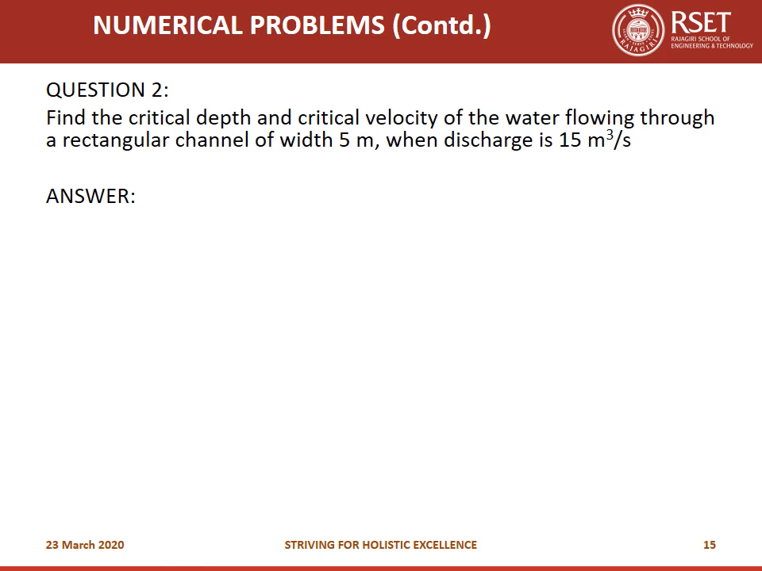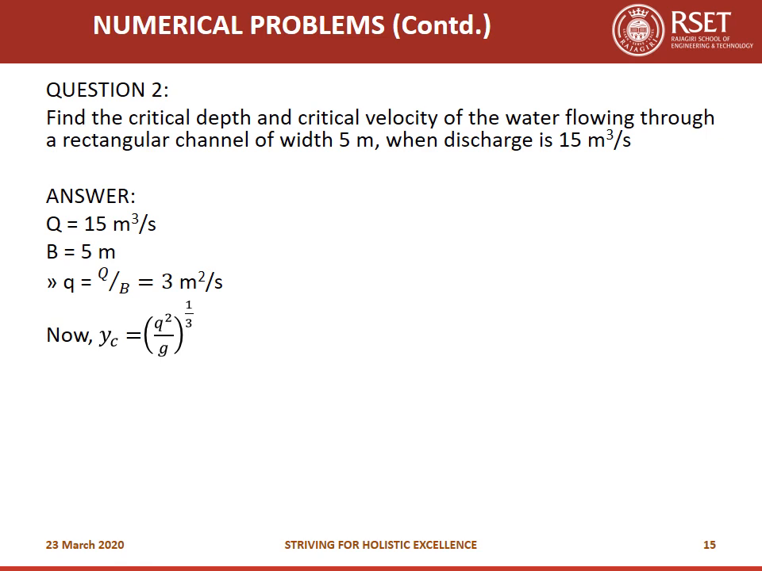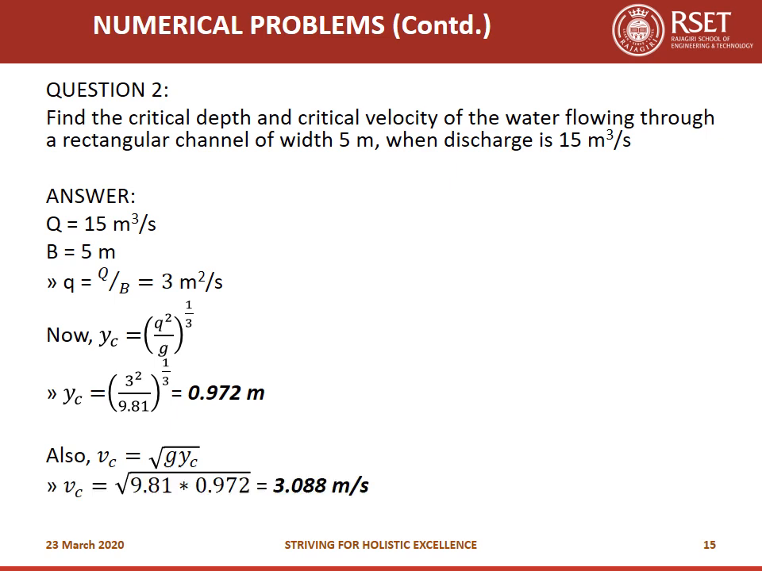This is the solution. Capital Q is equal to 15 meter cube per second. Capital B is 5 meter. Small q is equal to 3 meter squared per second. The formula for critical depth is q squared by g raised to 1 by 3. Substituting, I'll get the value as 0.972 meter. Critical velocity is root of g yc. Yc has already been found out. Substituting, critical velocity becomes 3.088 meter per second.